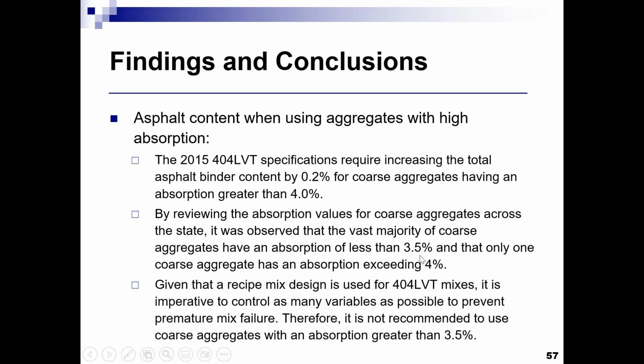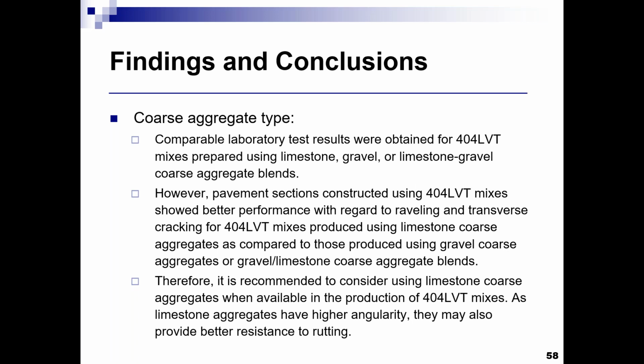So we lowered that percentage to 3.5 to exclude that aggregate from being used. So this way we don't really have to worry about this particular aggregate. Coarse aggregate type, in general, we got comparable results for both limestone and gravel mixes in the lab. But when we went to the field, we saw more raveling with gravel than with limestone mixes.